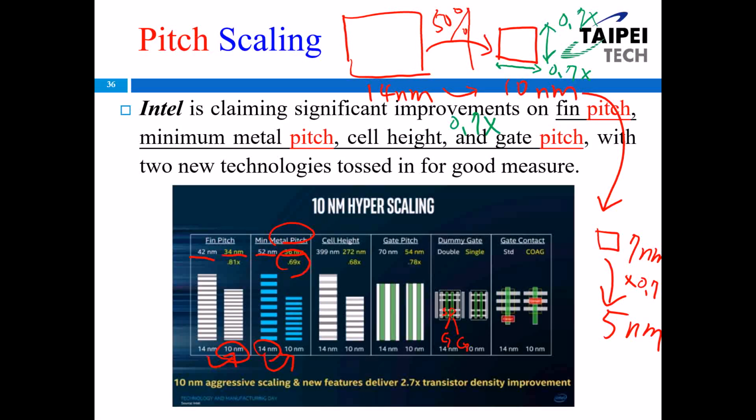Here, we have one transistor. 1, 2, 3, 4. 1, 2, 3, 4. Overall, we have 8 transistors here. Okay, because we have one gate and the source drain on the other side. Okay, so we have 1, 2, 3, 4. And each line we have 4 transistors, and the other line we also have 4 transistors. So overall we have 8 transistors here.